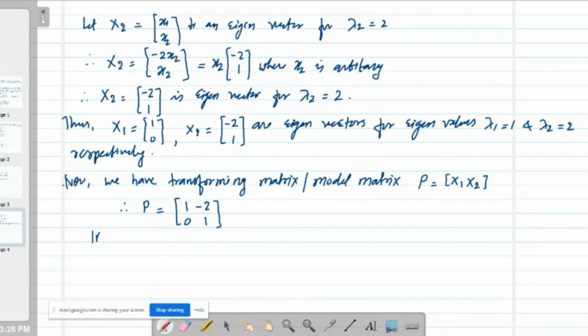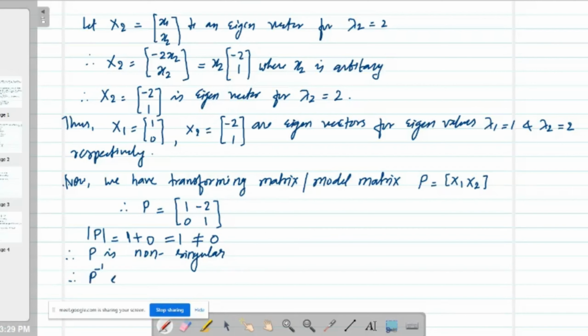So find the determinant of matrix P. देखते हैं नॉन सिंगुलर आता है कि सिंगुलर आता है। Determinant of matrix P, that is 1 × 1 minus (-2 × 0), and this will be 0. So you will get 1, which is not equal to 0. Therefore we can say that matrix P is non-singular. Therefore P inverse exists.